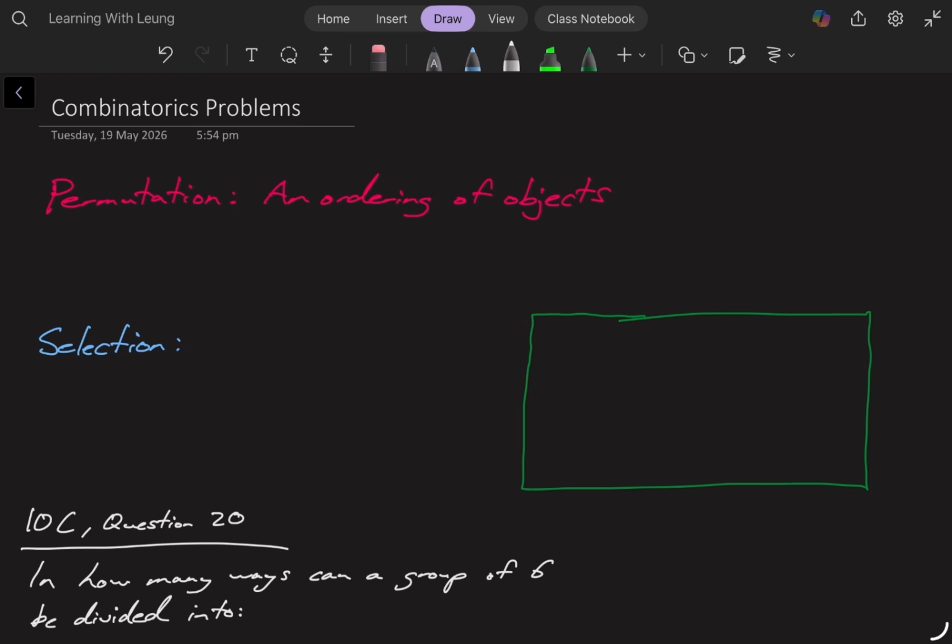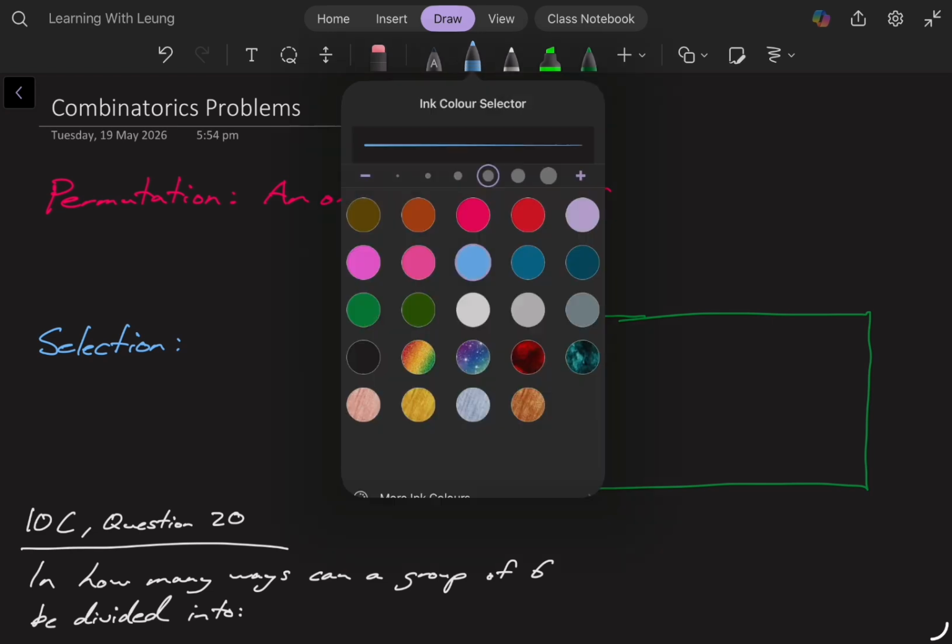By request of my Year 11s, I'm going to do a bit of combinatorics. I'm going to do a couple of problems from the textbook just so you can see my thoughts. Maybe it'll be helpful in helping you see how you can formulate some strategies for doing questions yourself. But firstly, before we get started, we should talk about the fundamental things in combinatorics. That is, we should talk about permutation and selection.